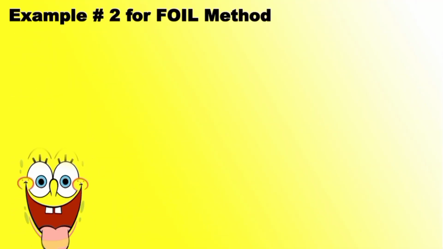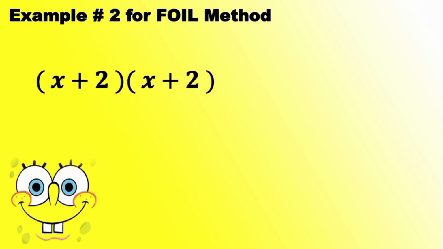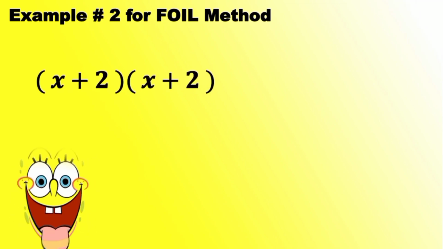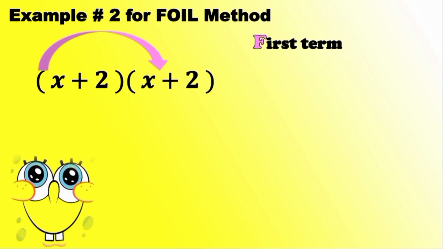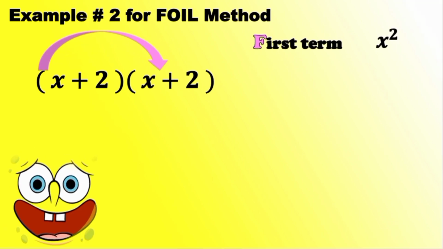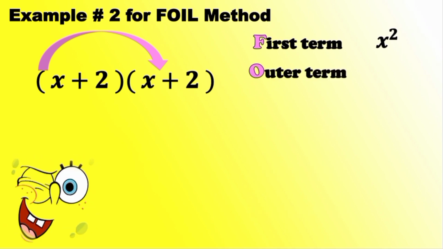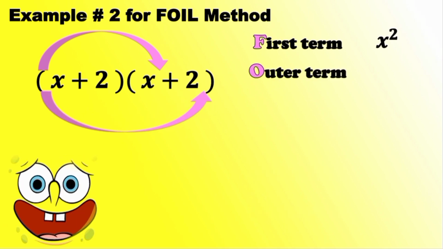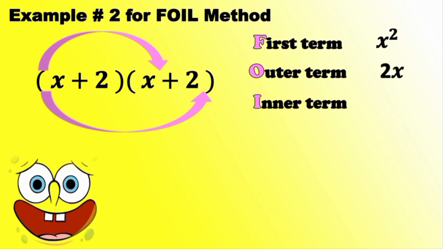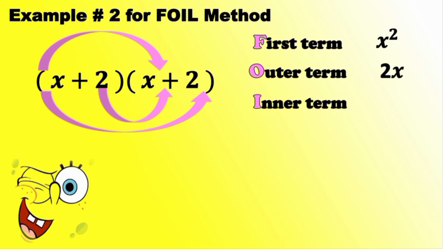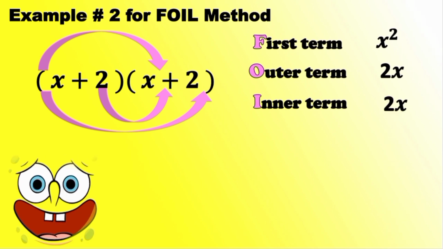Let's proceed to example number 2. X plus 2 multiplied by x plus 2. First, multiply the first term. X times x is equal to positive x squared. Now multiply the outer terms. X times 2 is equal to 2x. Multiply the inner term. We have 2 times x is equal to 2x.